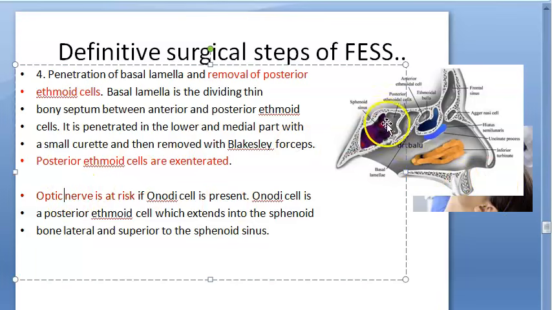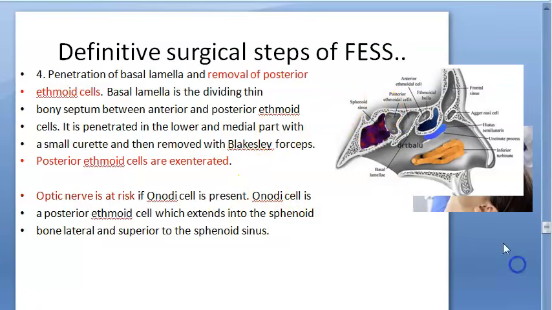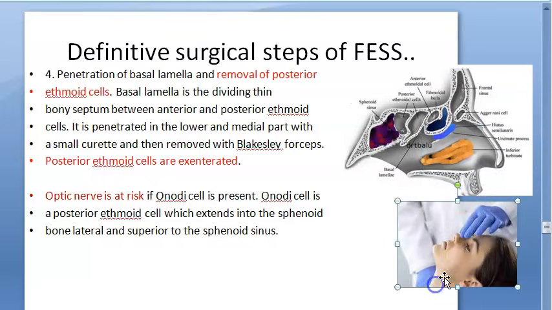Okay. Then here, if there is an Onodi cell present, which is the posterior ethmoidal cell which extends into the sphenoid bone lateral and superior to the sphenoid sinus, if that Onodi cell is present, the optic nerve will be at risk, remember. Okay.